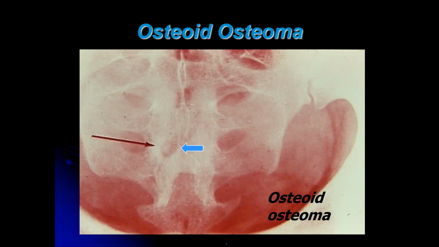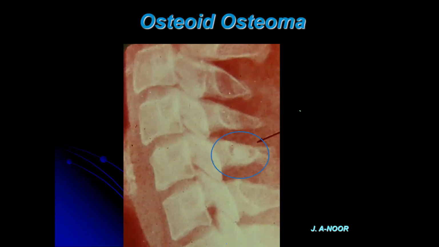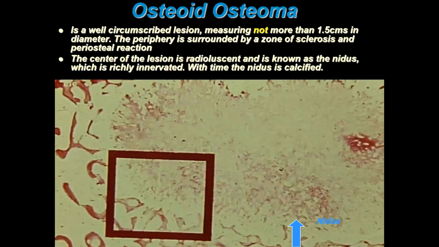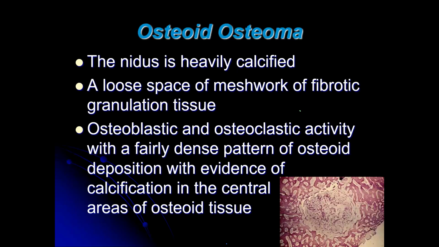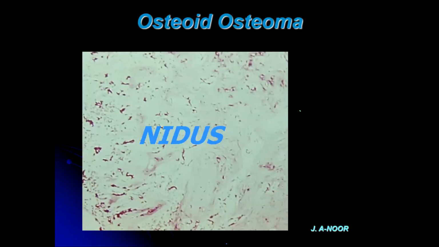This is an osteoid osteoma of the sacrum, which is quite a common site to occur. This is an osteoid osteoma of the spinous process. This shows you the nidus and the zone of sclerosis. The nidus is heavily calcified, a loose meshwork of fibrotic granulation tissue, osteoblastic and osteoclastic activity with a fairly dense pattern of osteodeposition with evidence of calcification in the central areas of osteoid tissue. This shows you the nidus.